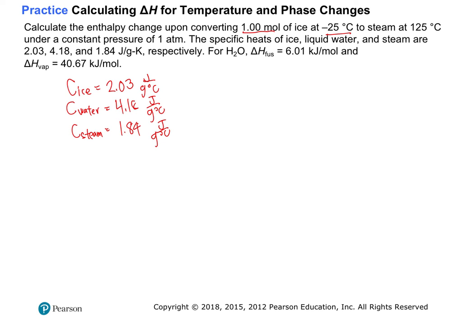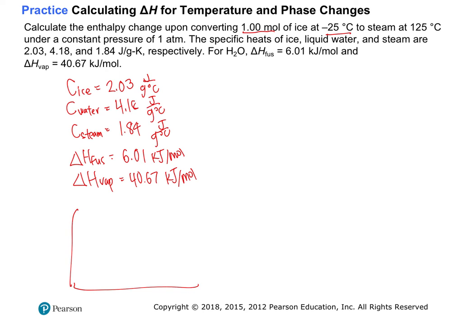Then we have delta H fusion. So the melting is 6.01 kilojoules per mole. And delta H vap is 40.67 kilojoules per mole. So I need to calculate the enthalpy. So I'm going to draw a little curve. So I'm going from negative 25 up to 125.